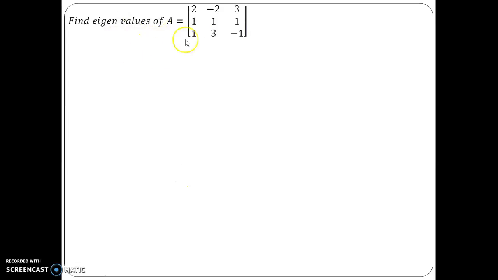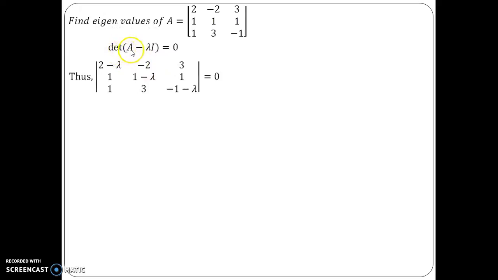So let us see how to go with this method with the help of an example. Consider this question. Here I am taking a 3 cross 3 matrix in order to explain, so you can get the hold of the concept. We have to find the eigenvalues of A. The procedure in the beginning is the same. You write determinant A minus lambda I equal to 0. That means you write the matrix in a determinant notation, that is the two vertical bars, and then subtract lambda from the diagonal elements. Once you subtract lambda from the diagonal elements, you obtain this format. Now we have to solve this determinant.